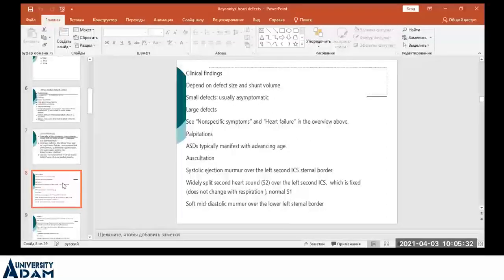Clinical symptoms depend on the defect size and shunt volume. Small defects usually are asymptomatic. In large defects you can meet all symptoms of heart failure syndrome. Atrial septal defects typically manifest with advancing age.